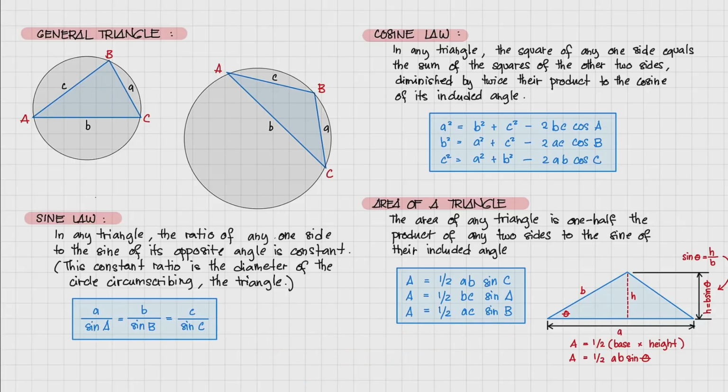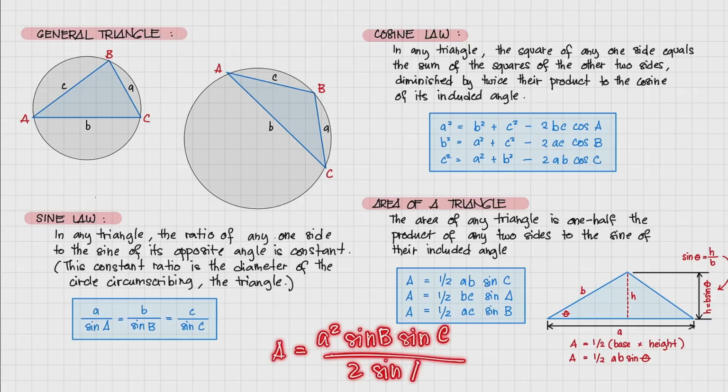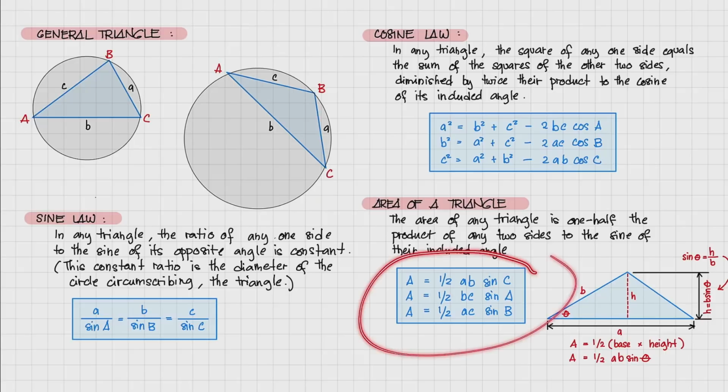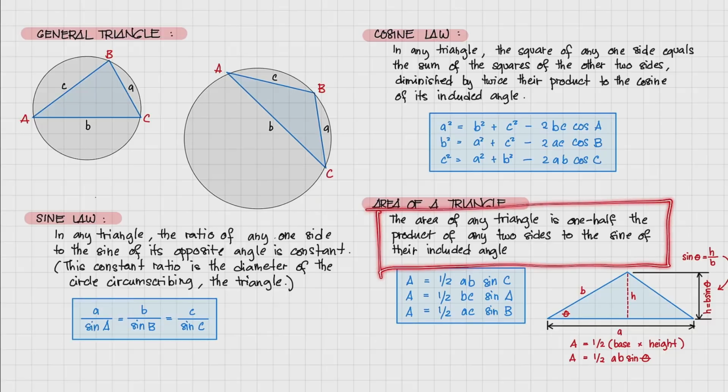What if you're given 3 angles and 1 side? So, ano yung magiging area natin? You can use this formula, a squared sine b sine c over 2 sine a. So, there are a lot of formulas to compute for an area of a triangle. But what I'm presenting you is you only need this formula or this principle, and you will be able to compute for any area of a triangle if you're going to apply this.